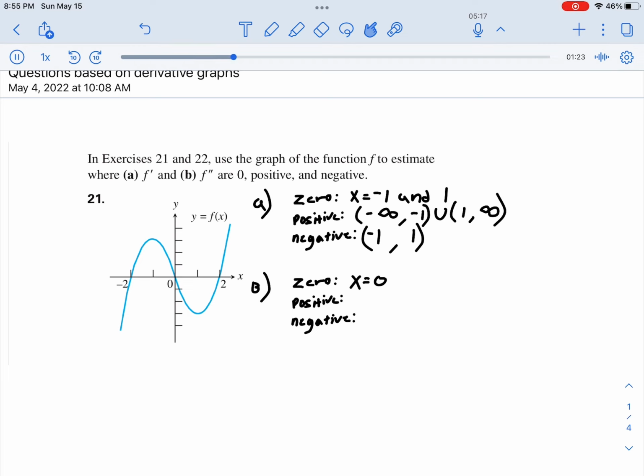And f double prime is positive from 0 to infinity because the graph is concave up. And f double prime is negative from -infinity to 0 because this is where the graph is concave down.